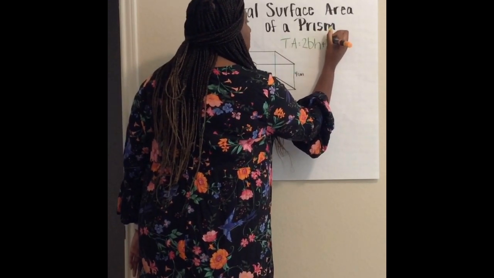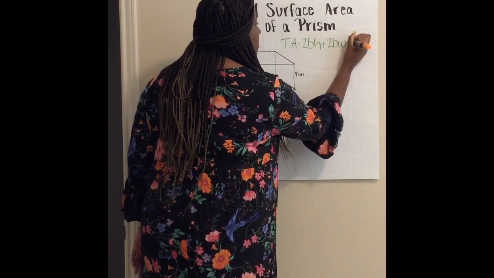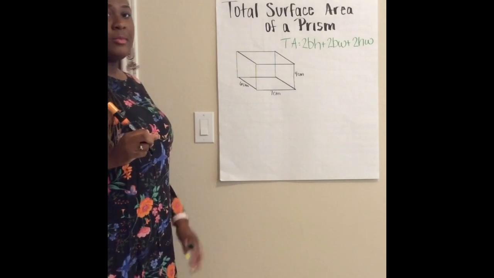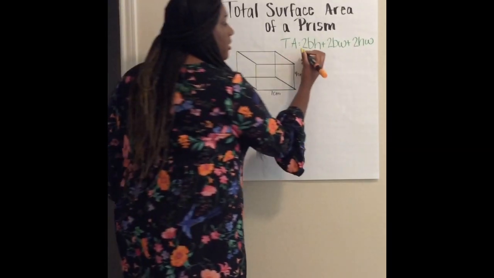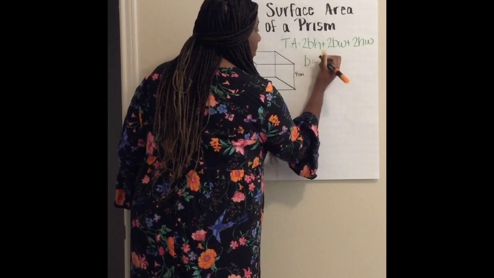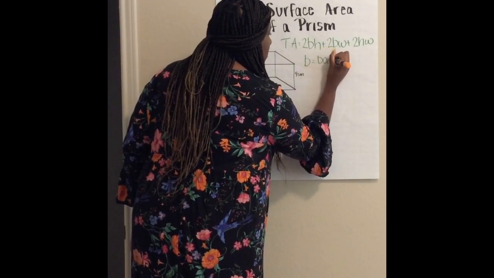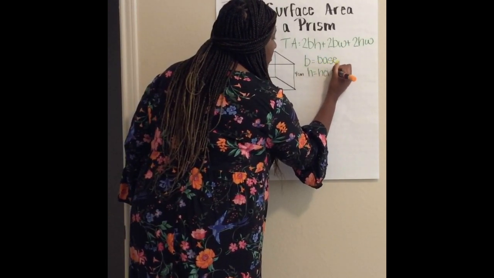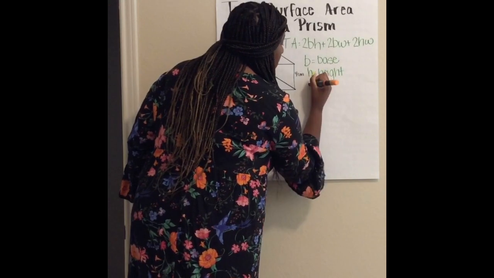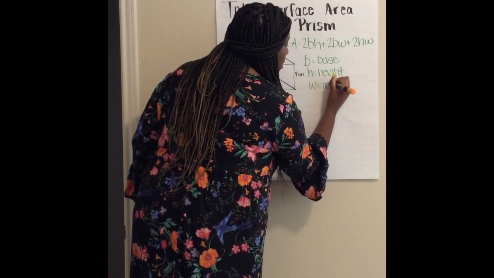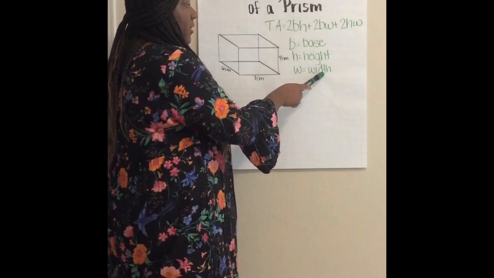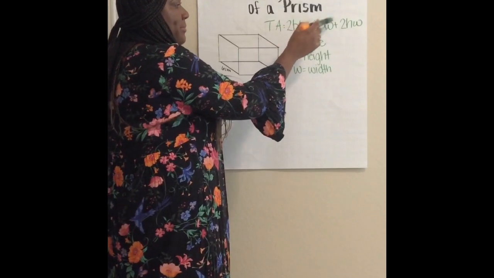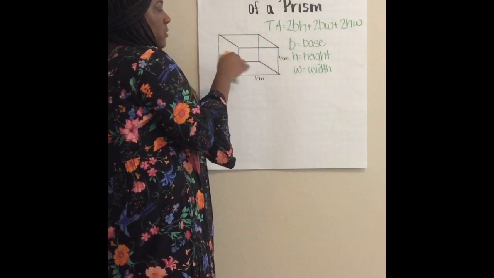The formula that I like to use is 2BH plus 2BW plus 2HW. Okay? So we're going to define: you have little b, which represents your base. You have h, which represents your height. You have w, which is your width. So we know what these letters represent when it comes to our prism.